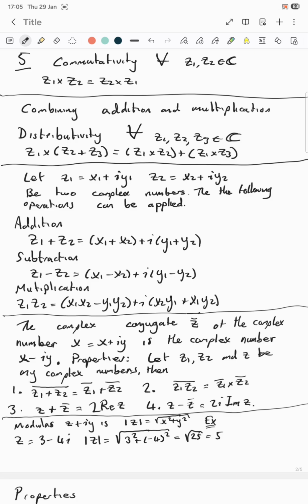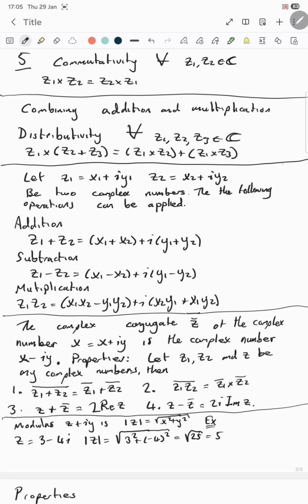So all straightforward. Now we're combining addition and multiplication for distributivity. Now Z1, Z2 and Z3 are all contained in C. So Z1 multiplied by Z2 plus Z3 equals Z1 multiplied by Z2 plus Z1 multiplied by Z3.